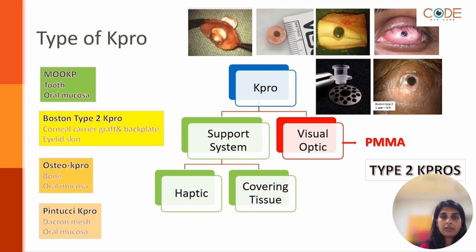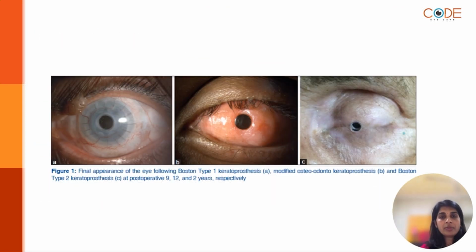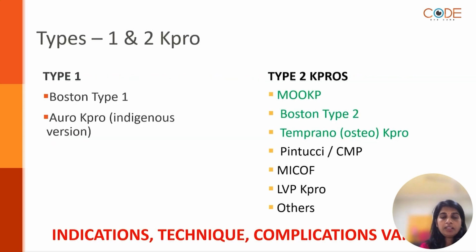So this basically is the final appearance of the eye in these different types of procedures, and this is how it compares with a type 1 keratoprosthesis, with this being the final appearance of the eye following each type of K-Pro in C2. The indications, techniques, and complications of the various types of keratoprosthesis are very distinct. Broadly, we categorize them into type 1 and type 2. In the type 1, we have the Boston type 1, and in addition, the orokeratoprosthesis, which is an indigenous K-Pro. All the others fall under the type 2 K-Pros, of which the most commonly performed are the MOOKP, the Boston type 2, the Temprano keratoprosthesis, which primarily uses the bone.